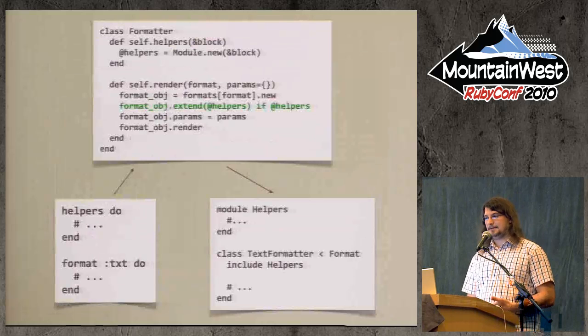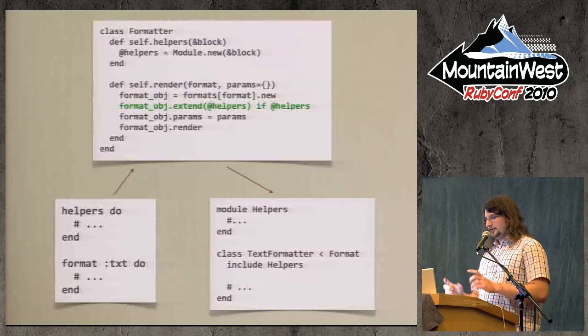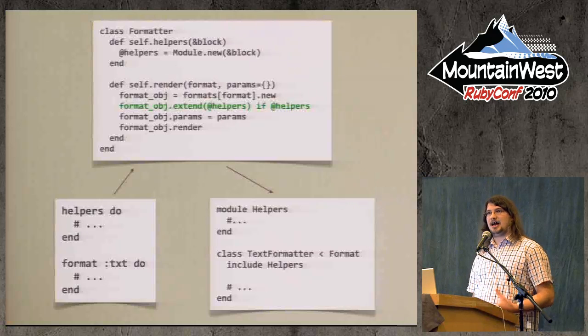Implementation here again is simple. All you do is create a class method called helpers that takes a block. It creates an anonymous module. In essence, all it's doing is exactly what you did manually, dynamically.